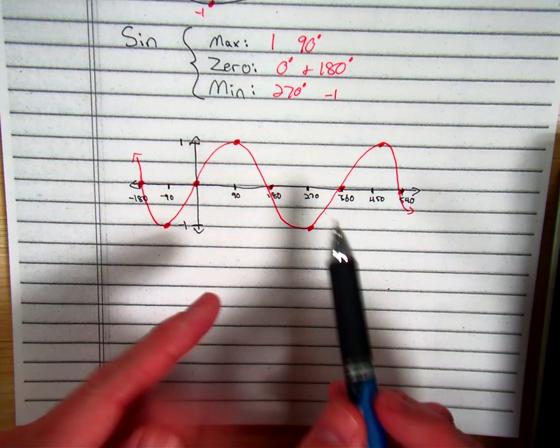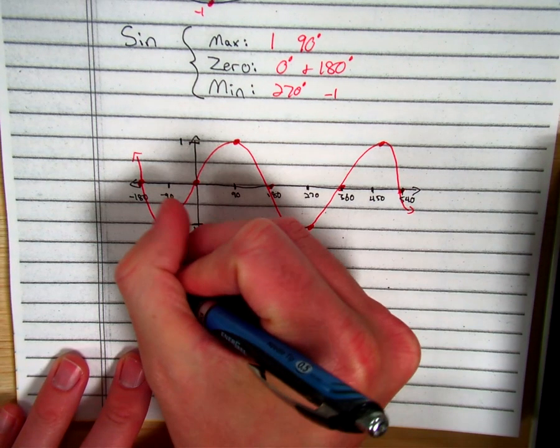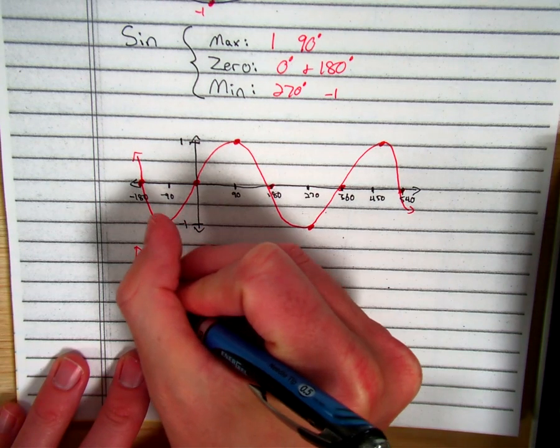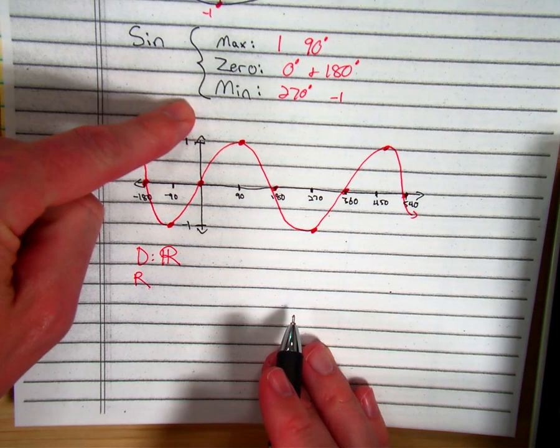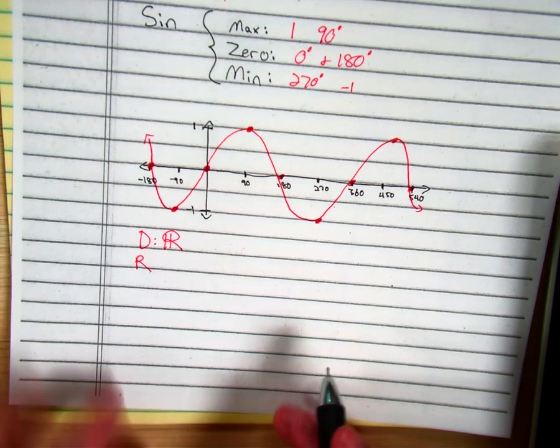Okay, sine goes forever left and right, so our domain will be all real numbers. And our range, the highest we get is 1, the lowest we get is -1, and we keep bouncing back and forth between those.